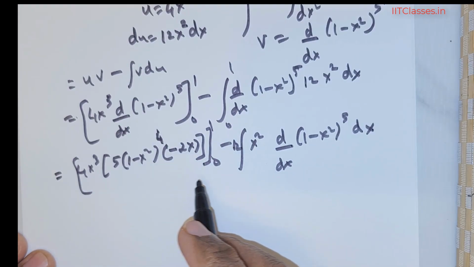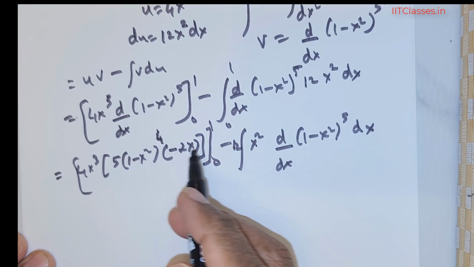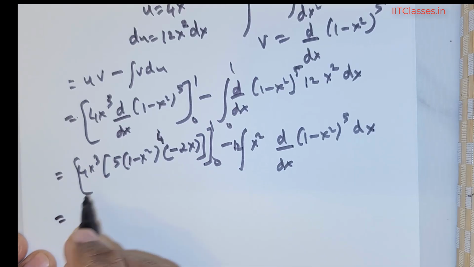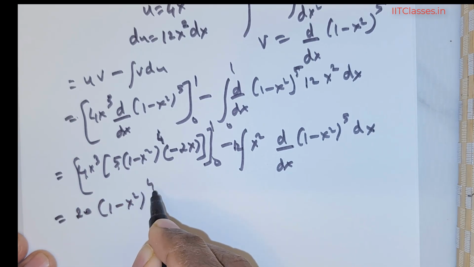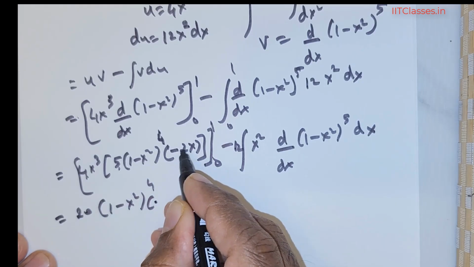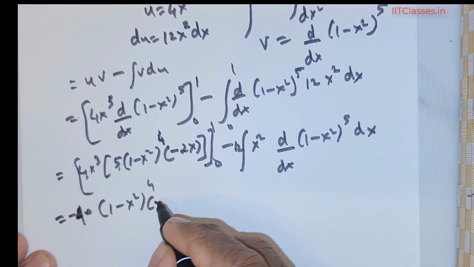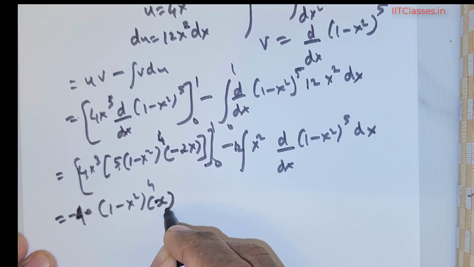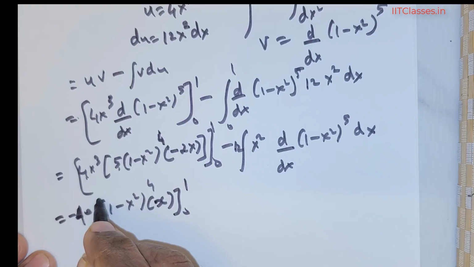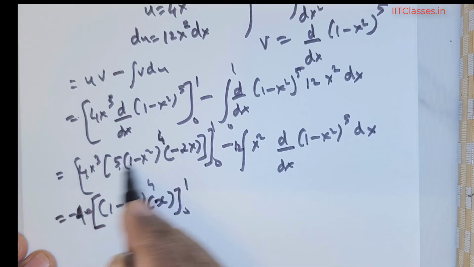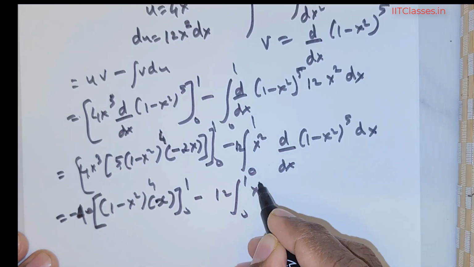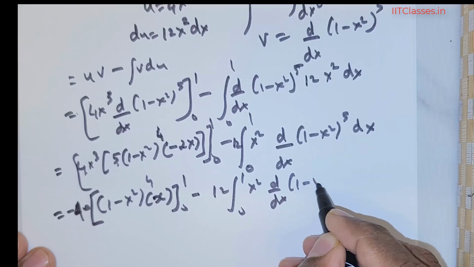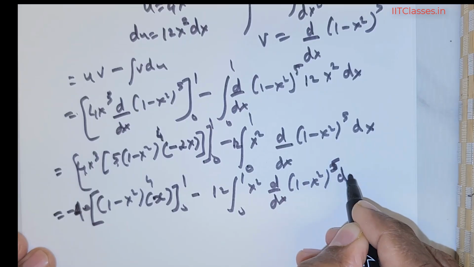Now we can actually simplify this first. Okay, so 4 times 5 is 20 times (1 - x squared) raised to the power of 4 times negative 2x is also there, so it's going to be negative 40, and I will just place the x here and the limits are 0 to 1. Okay, so we can take negative 40 followed by negative 12 times integral 0 to 1 x squared d over dx of (1 - x squared) raised to the power of 5 times the dx.